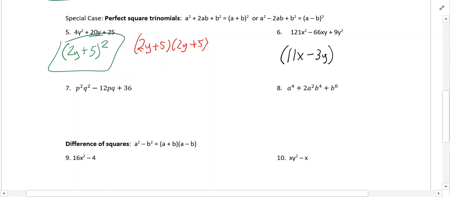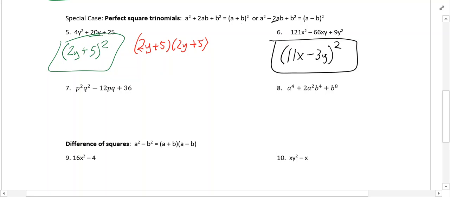So we start with the first term, square it. 11 squared is 121. Square the last term. Negative 3y squared is a positive 9y squared. If I multiply these together, I'd get a negative 33xy. If I multiply that by 2, I do get negative 66xy. So that means this is a perfect square trinomial.